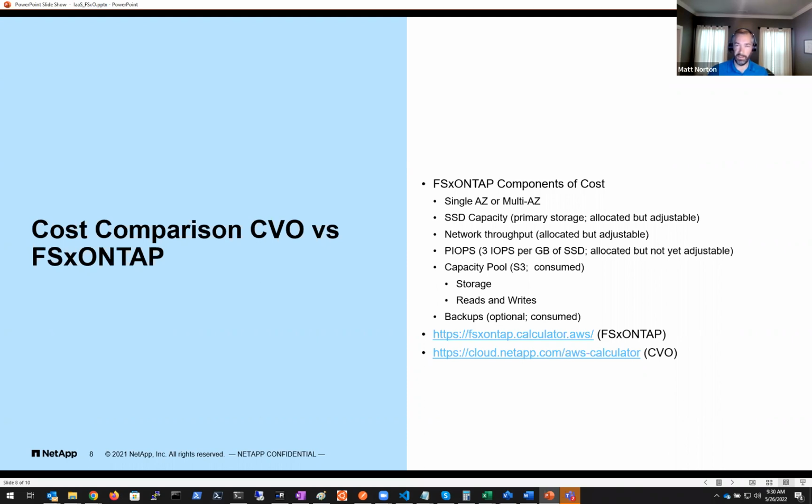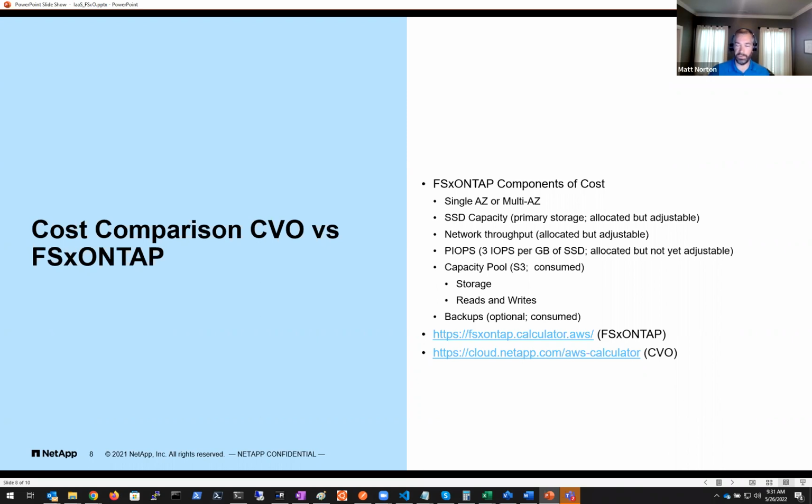So the next tier, other than the SSD capacity, your fast storage, is what Amazon calls the capacity pool. So the capacity pool, you won't find this in the Amazon documentation, but it's S3. I don't know if it's S3 standard or S3 IA, infrequent access. I'm not sure, but by nature S3 is consumed, right? It's not allocated.